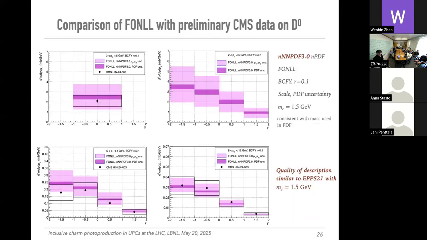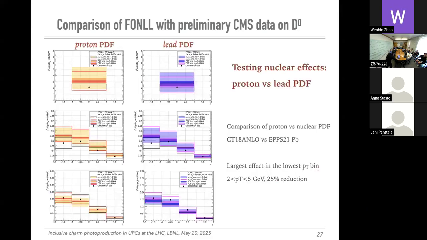This is a different PDF. This is NNPDF. Now NNPDF comes with a charm mass of 1.5, and it's very consistent with the EPPS 1.5. So you have the same behavior, similar description. Now you can ask, what happens if you don't have a nuclear PDF, if you have a proton PDF? So this is proton PDF. Here it's CT18.